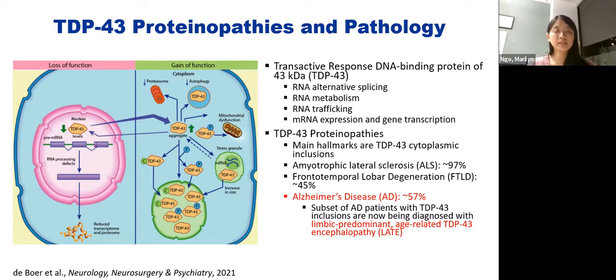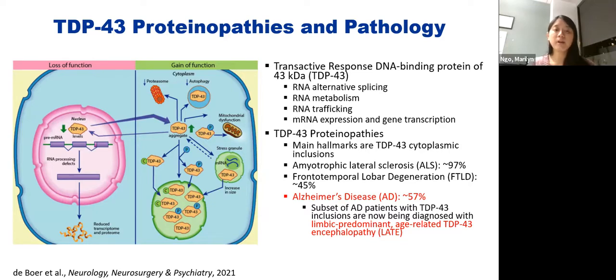These cytoplasmic inclusions can be found in approximately 97% of ALS cases, 45% of FTD cases, and 57% of AD cases. In addition, TDP pathology is found with increasing frequency in the brains of elderly individuals defined as 80 years or older, a condition recently named Limbic-predominant age-related TDP-43 Encephalopathy, or LATE for short. This LATE pathology is also seen in 50 to 60% of brains with Alzheimer's disease.